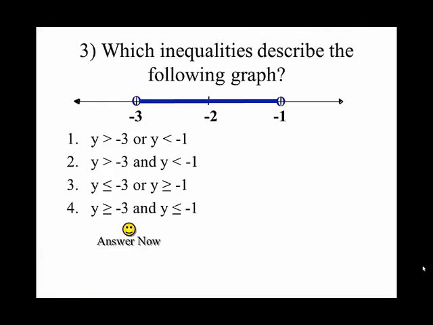Go ahead and try to figure out which of these following inequalities, 1, 2, 3, or 4, represents the graph above. In this case, it is an AND situation, so you know it's going to be either 2 or 4. And so we've got to look at the circles. They're both open circles, which means that number 2 would be your correct answer. We've got y is greater than negative 3 and y is less than negative 1.